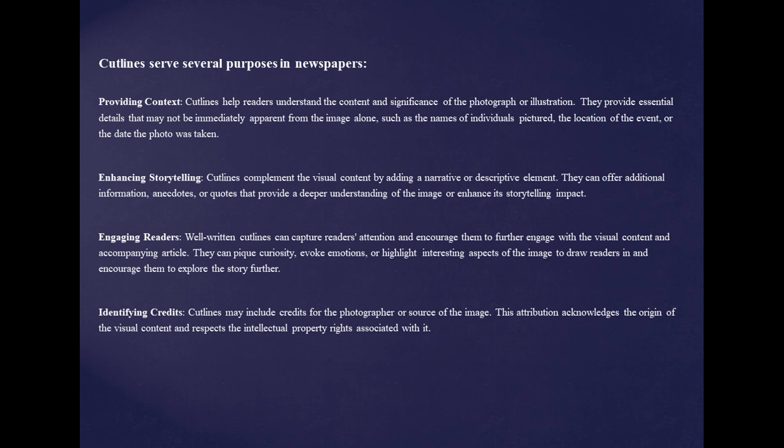Providing context. Cut lines help readers understand the content and significance of the photograph or illustrations. They provide essential details that may not be immediately apparent from the image alone, such as the names of individuals pictured, the location of the event, or the date the photo was taken.